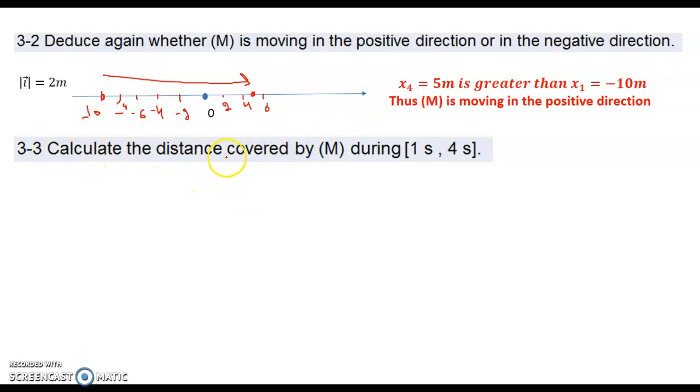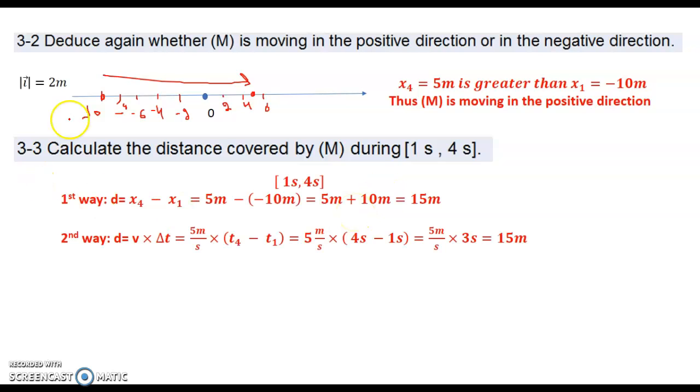Now 3.3, calculate the distance covered by M during 1 second till 4 seconds, during this interval of time from 1 second till the 4th second. So the first way here is to calculate d by using the formula x final minus x initial. X final, which corresponds to the final instant of this interval of time, is x4 minus x1, which is the position that corresponds to the initial instant of this interval of time. Doing the substitutions now, 5 meters minus minus 10, it is 5 meters plus 10 meters, so the distance covered is 15 meters. And we can check it on the graph here.